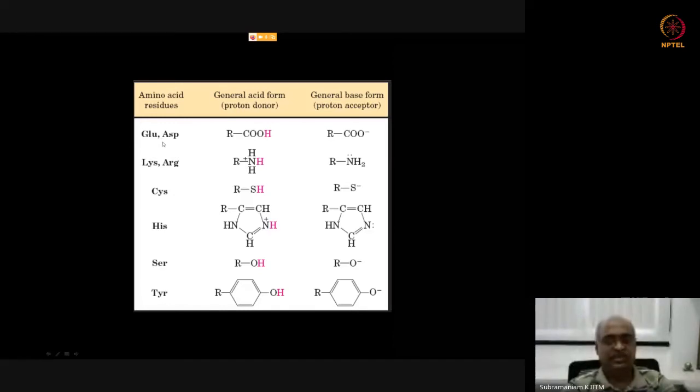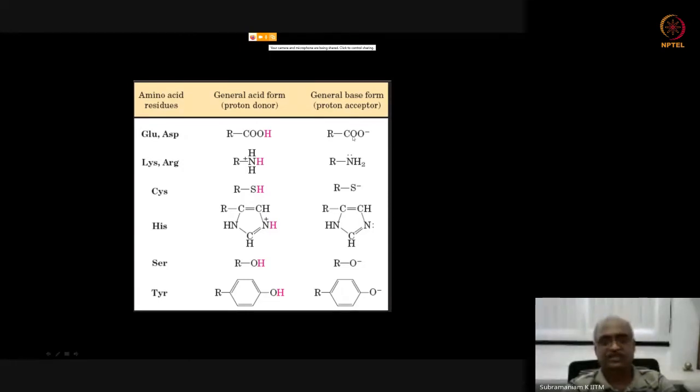For example, if you take glutamic acid and aspartic acid, they have a carboxyl group in the side chain. Even when their amino group and carboxyl group are in peptide bonds on either side, the side chain carboxyl group can act as a donor, and the dissociated form can act as an acceptor. Whether it exists in this form or this form depends on the pH. As a result, the enzyme activity is highly dependent on pH. This is something we have already seen.